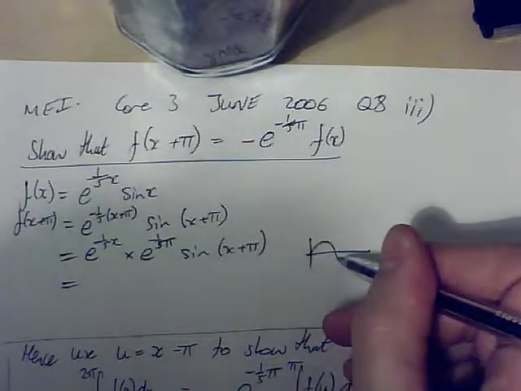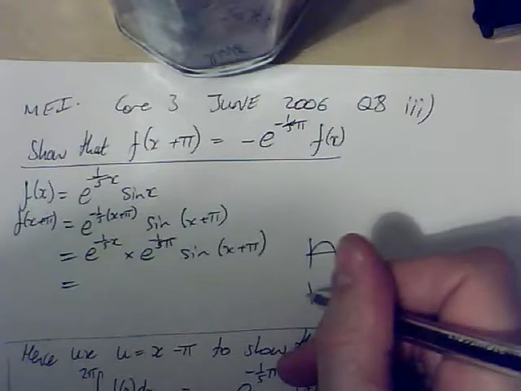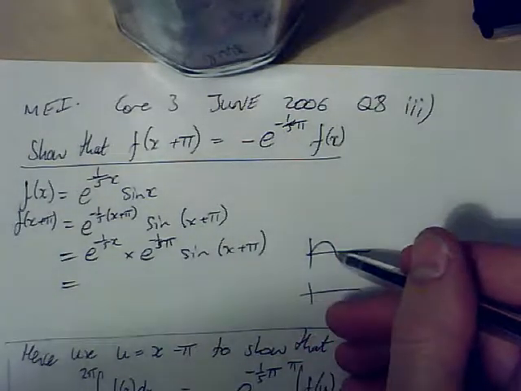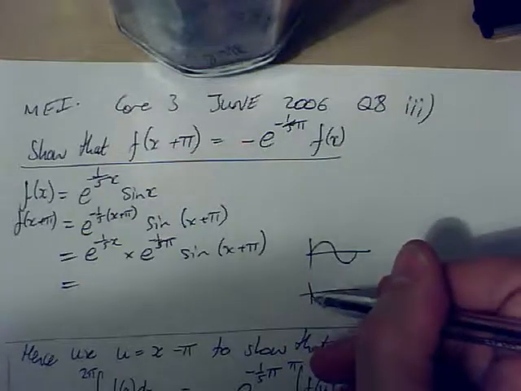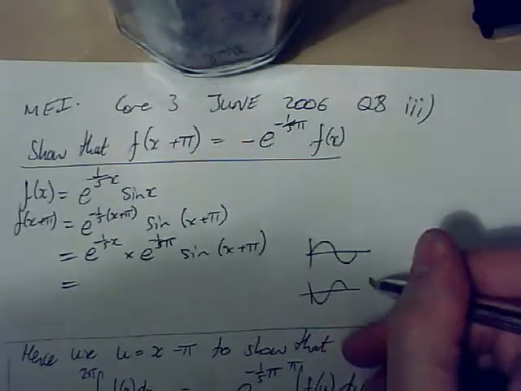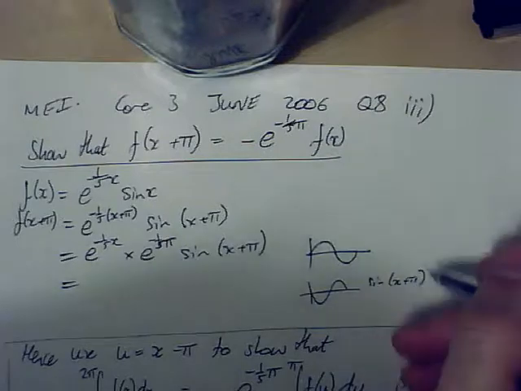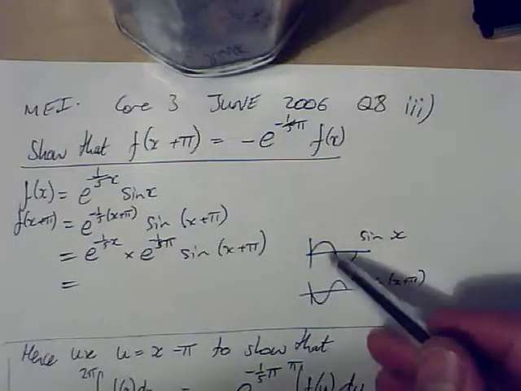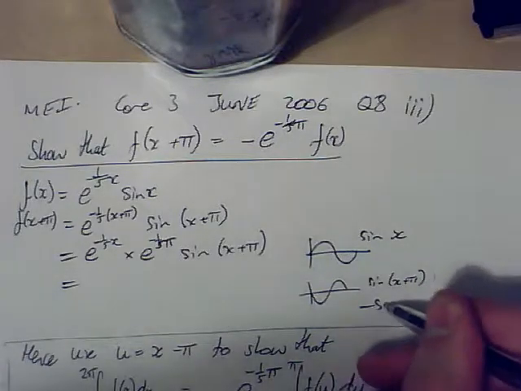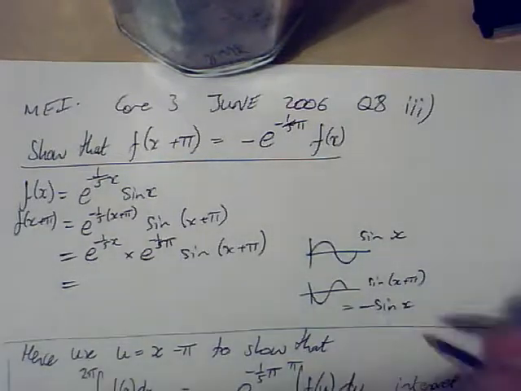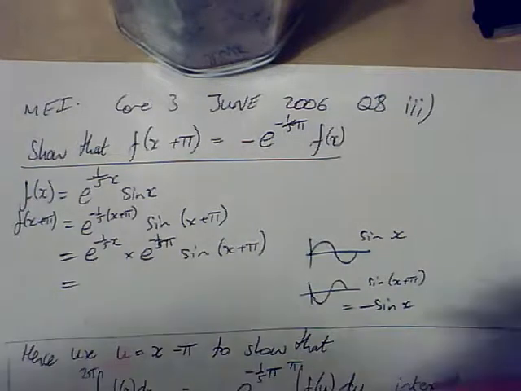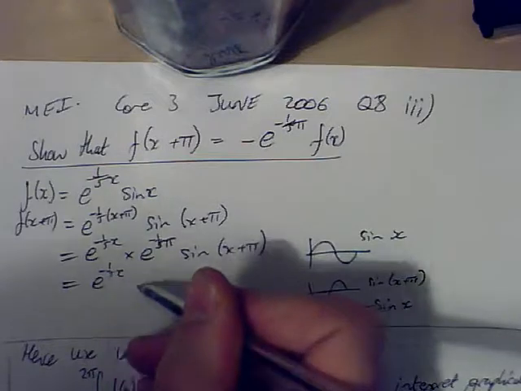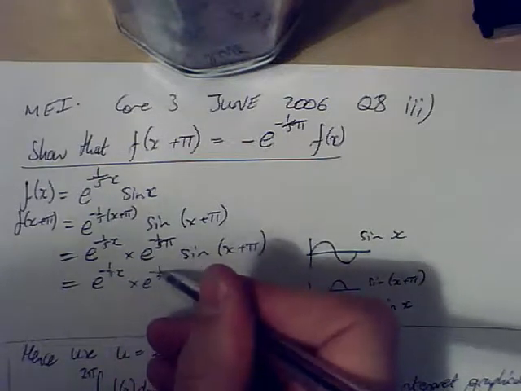Well, let's have a little look at this. Here's the sine x curve. Sine of x plus pi is a shift of this curve to the left by pi radians, which is 180 degrees. So it's going to go there. So there's sine of x plus pi. This is sine of x. And you'll see that this one is just the top one flipped upside down, which is just the negative of sine x. So sine of x plus pi can be exchanged for the negative of sine x.